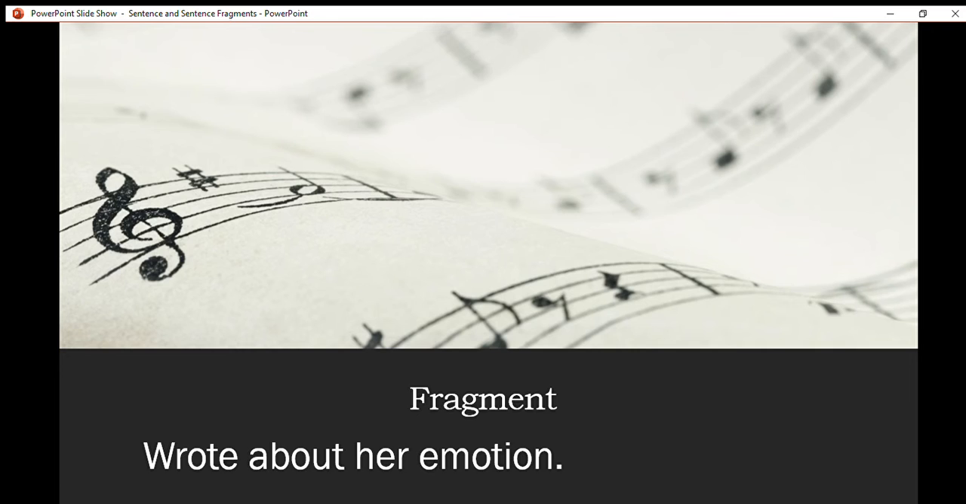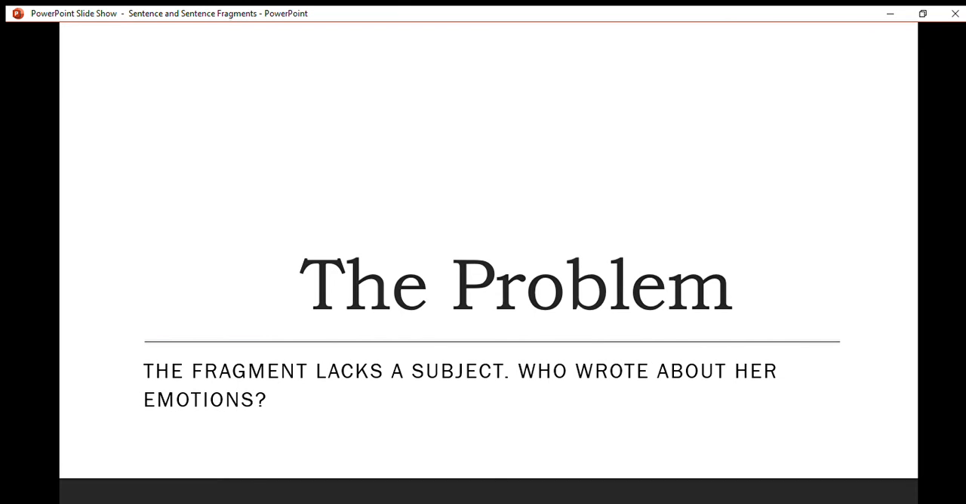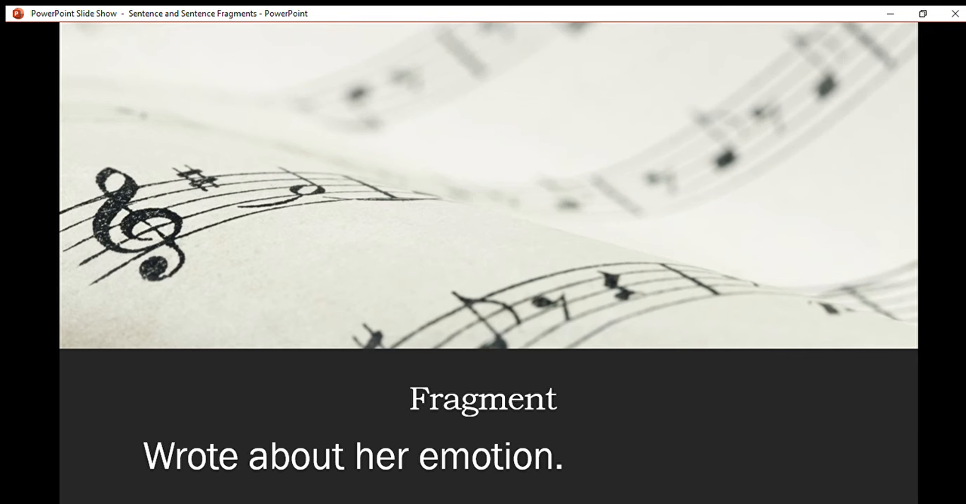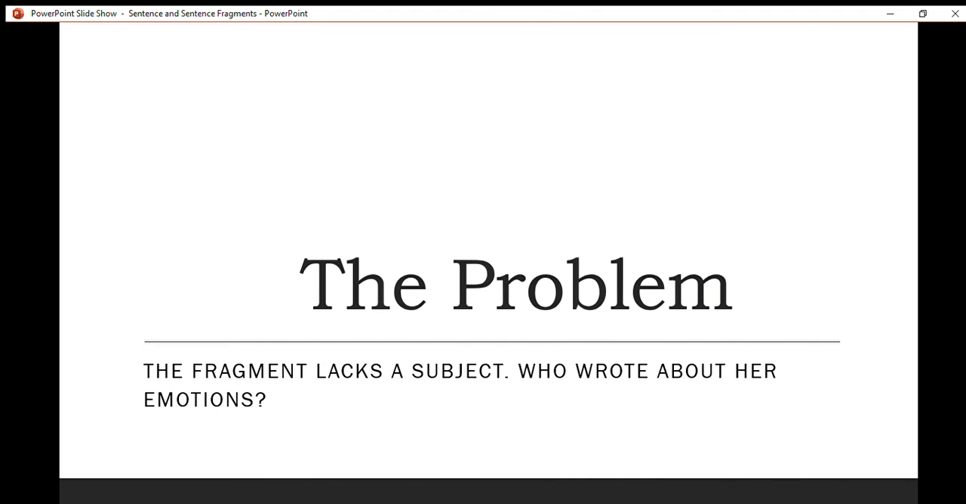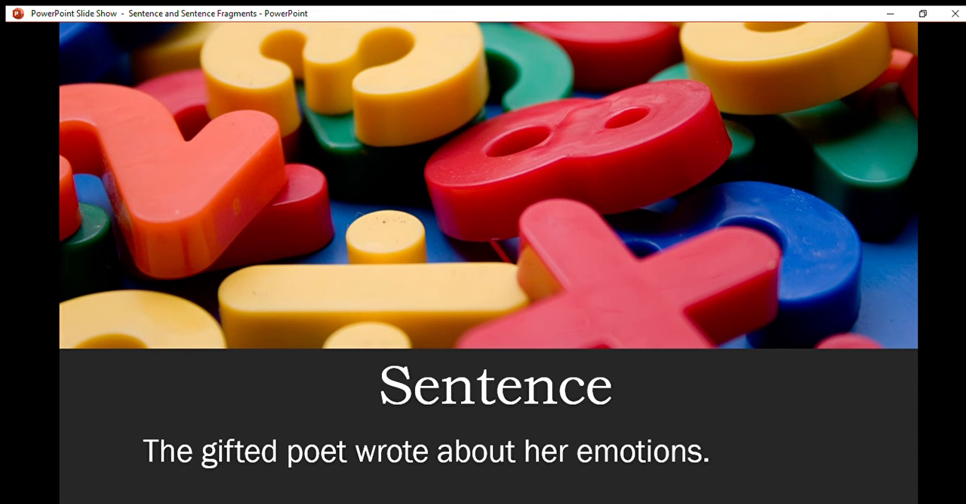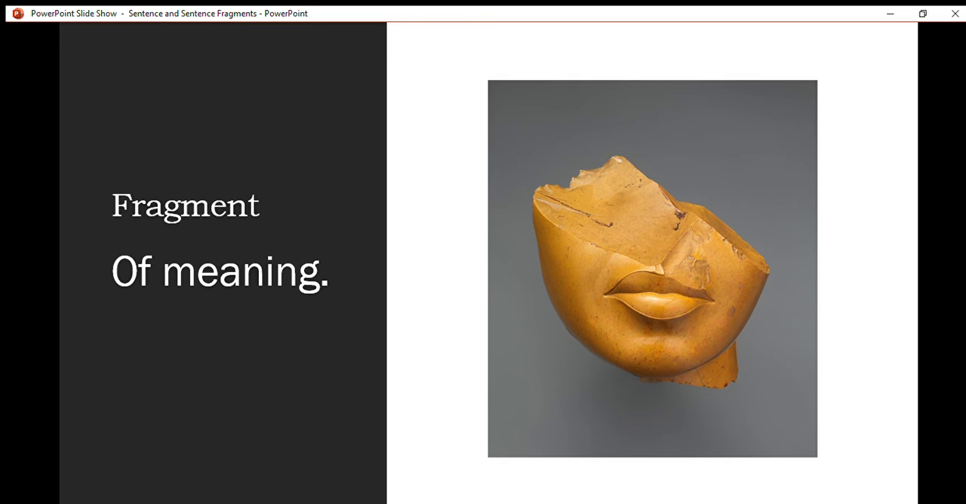Let's look at another fragment. "Wrote about her emotions." What's the problem here? It lacks a subject. What about her emotions? And the question is, who wrote about her emotions? Here's a complete sentence. "The gifted poet wrote about her emotions." There you go.